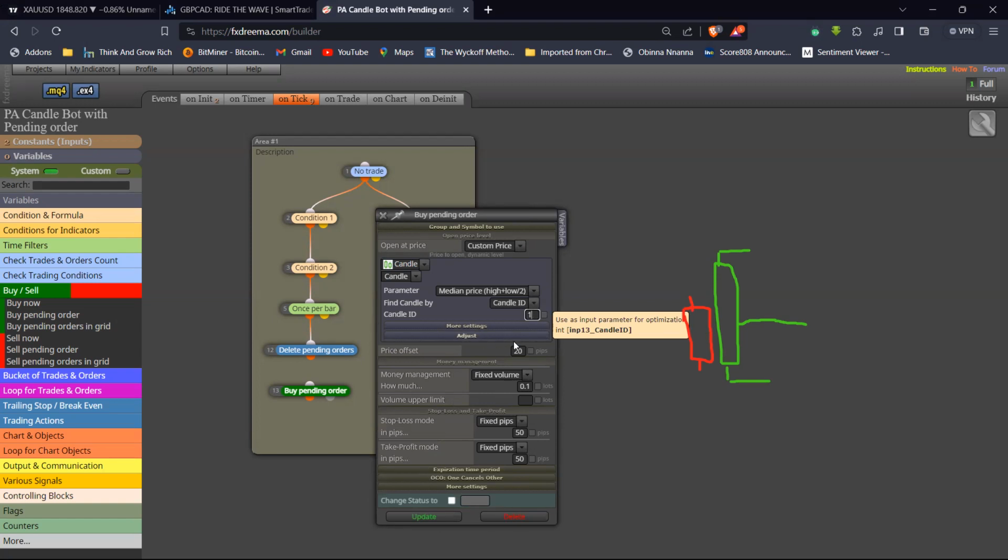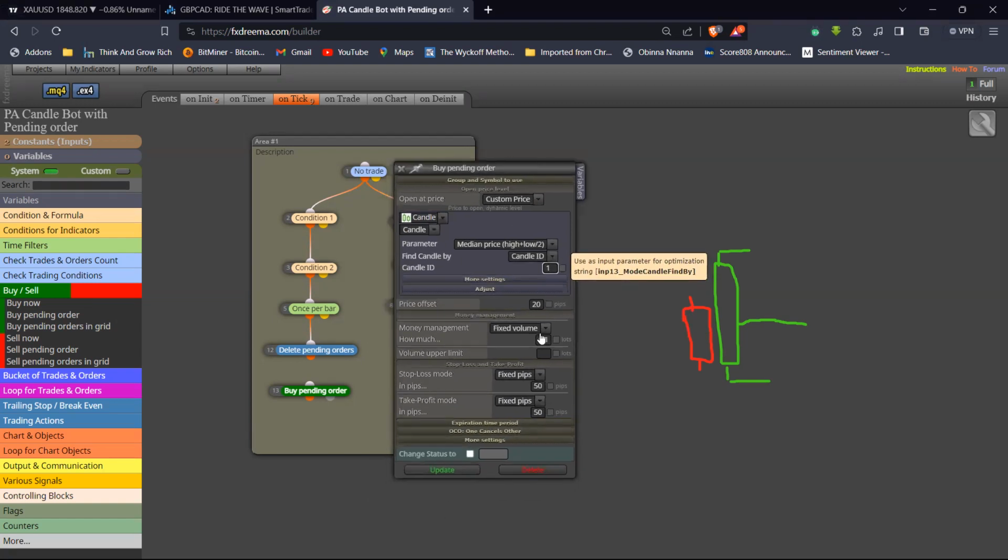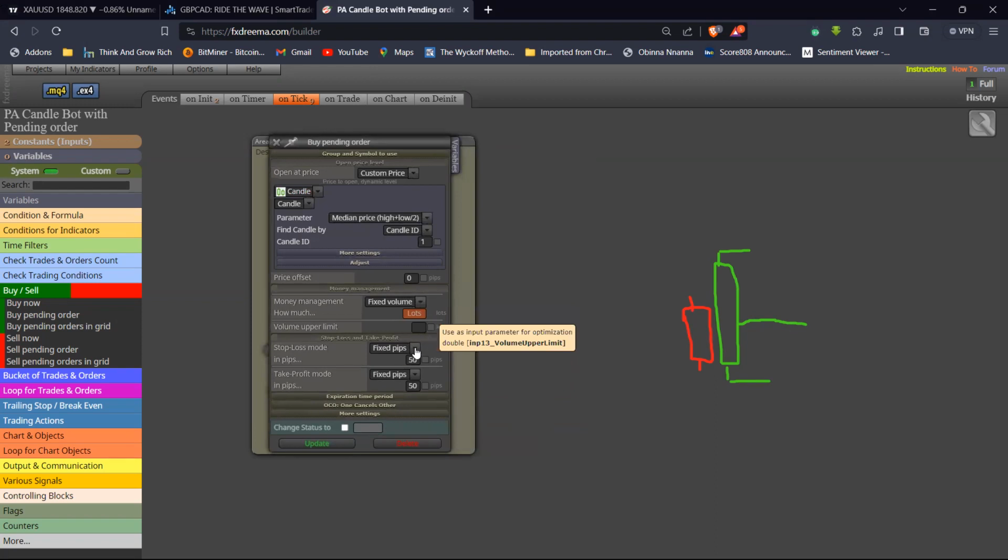Okay, now one of the very important things is this price offset. Now price offset is saying, okay, after doing this calculation, do you want an offset? So if we say something like 20 pips, that means it will take this price and add 20 pips to it, but we don't want an offset in this case. So let's just keep this at 0, okay? And then for our lot size, we defined our lot size here, okay? And then for our stop loss, we're still going to use a custom price level.